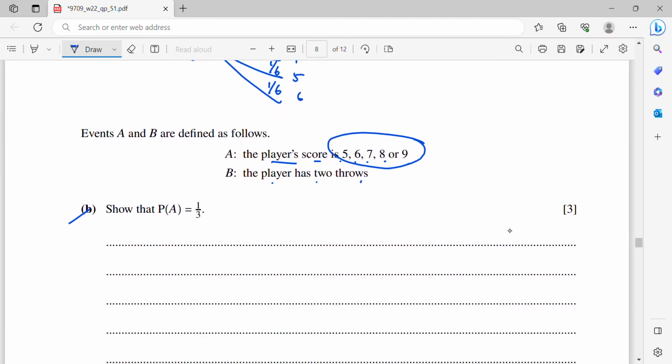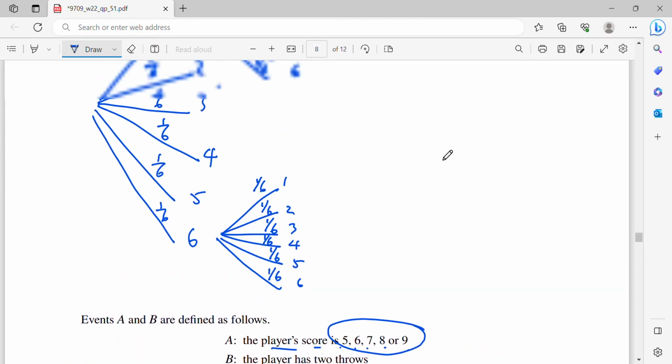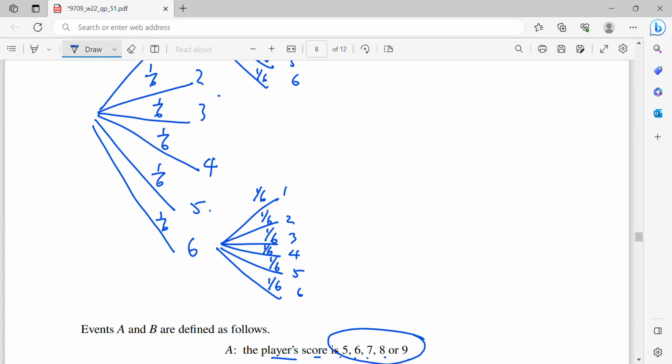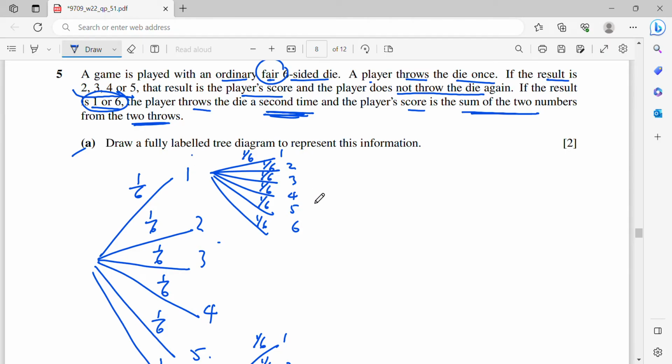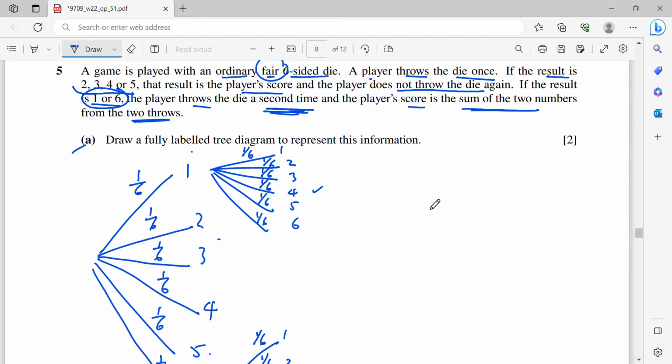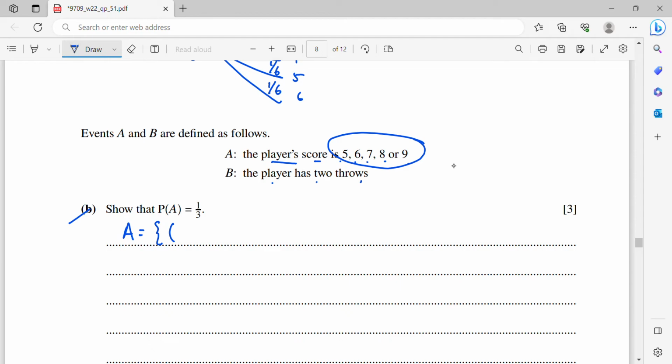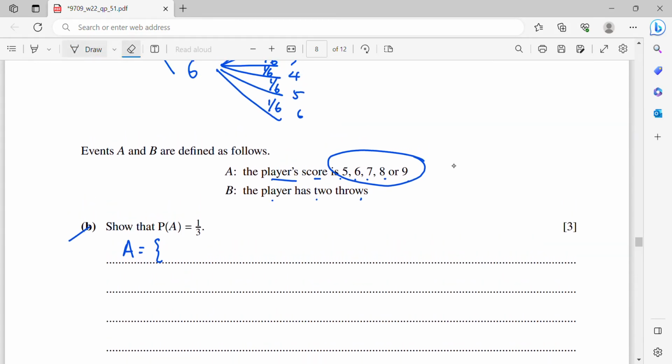Alright, so now I will write down my A. If it is score 5, it may be directly 5 from the first row, or 1 from the first row and 4 from the second row. Alright, so we have 2 cases. Maybe we get just 5, or maybe we get 1, 4.